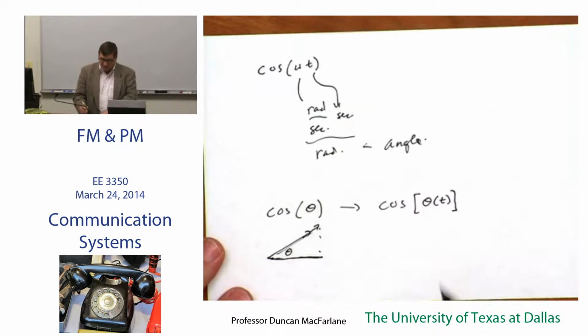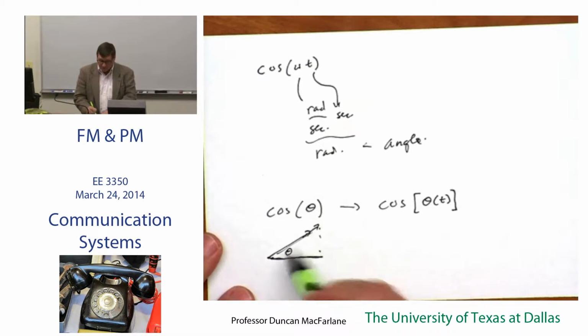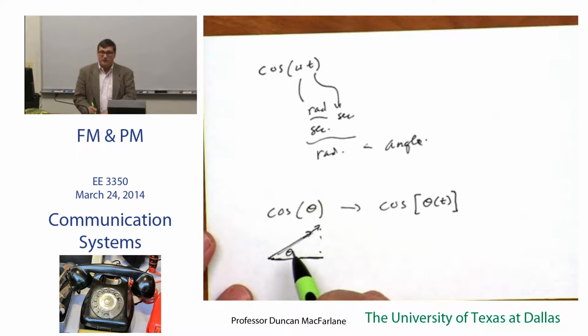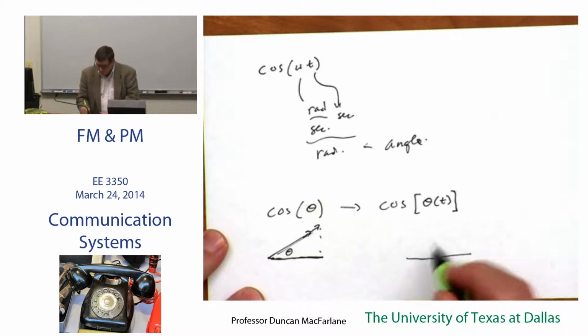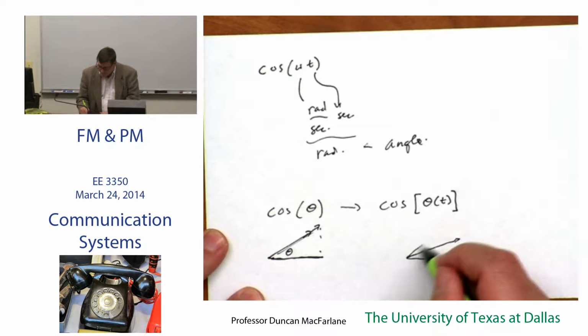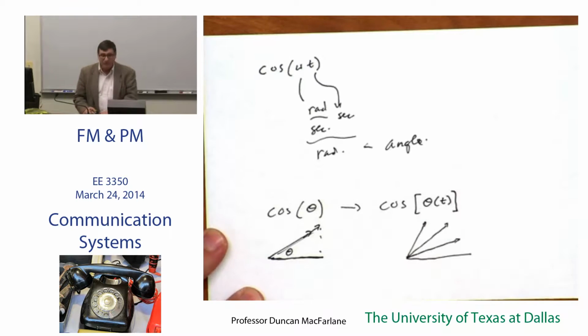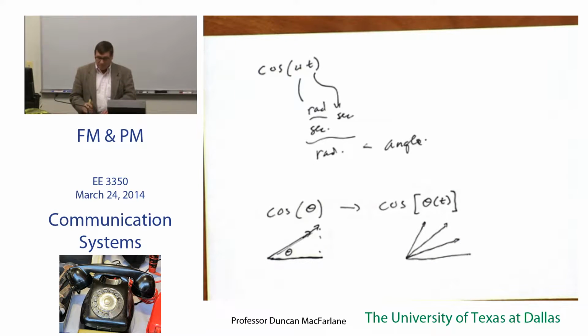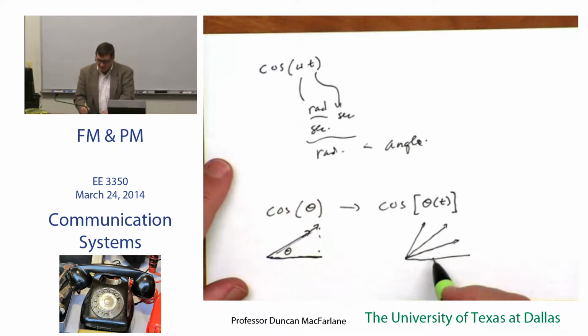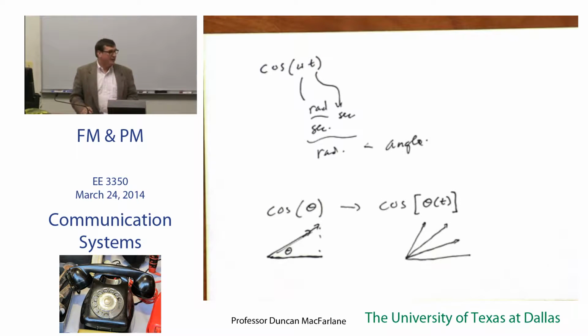Okay? Now, if theta is a function of t, then this angle of the triangle is changing. So at first it's here, then it might be here, then it might be here. In fact, if it's cosine of omega t, then we say that this angle is increasing linearly with time. If I wait twice the length of time, my angle is twice the size. I've accumulated twice the amount of phase angle.